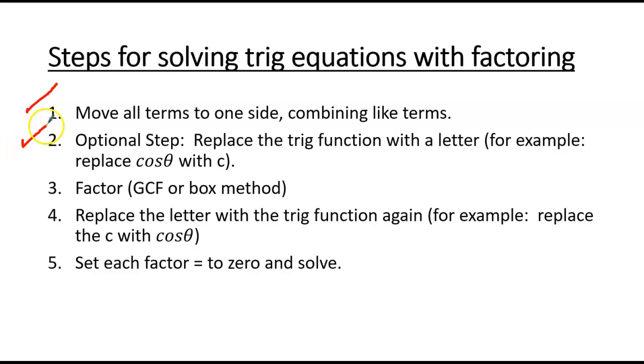The next step, I'm calling it an optional step, but I'll always be doing it, is I'm going to replace an expression like cosine with a single letter. I'm just going to call it C, for instance. And that way it'll end up looking more like just a normal polynomial, and then we'll be able to factor it. The only two factoring methods we're going to look at today are GCF and box method.